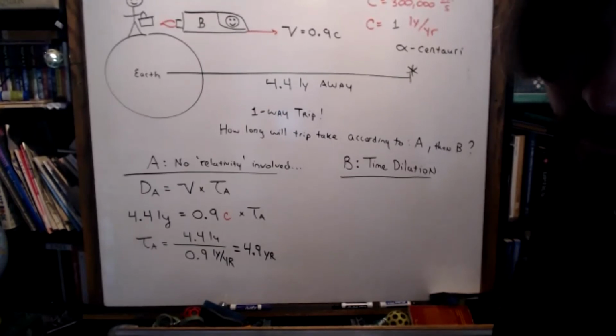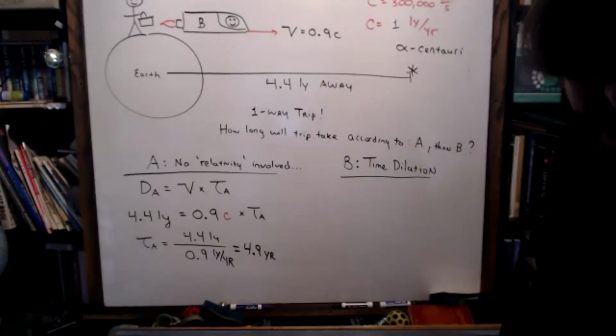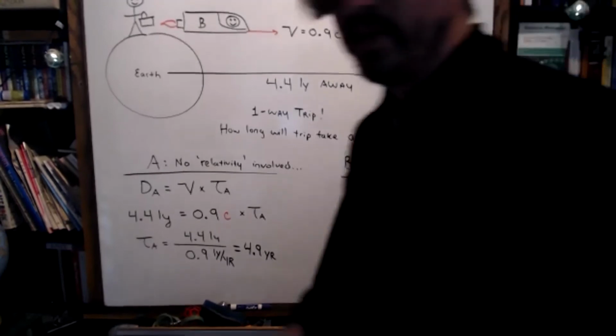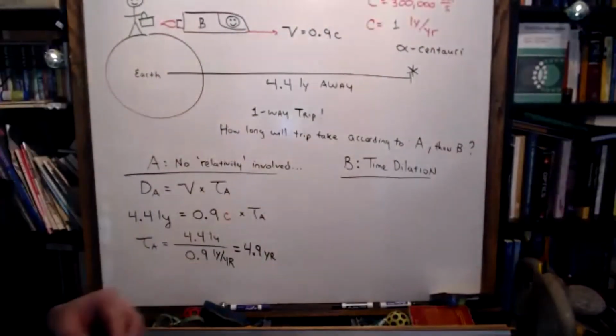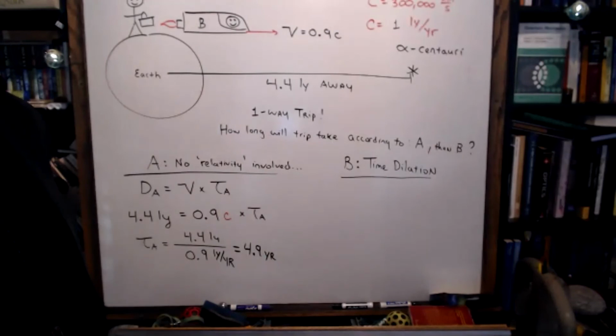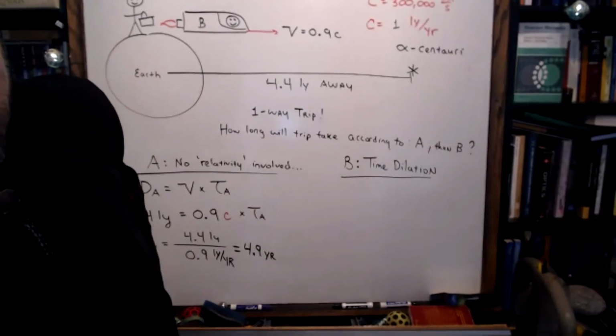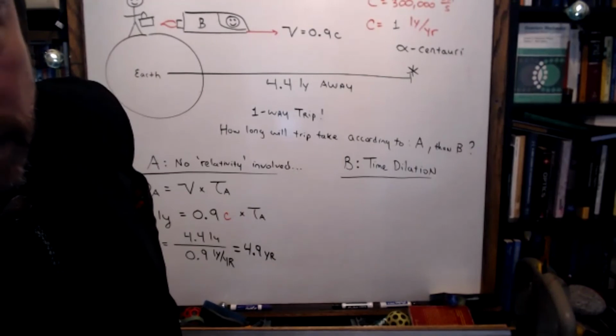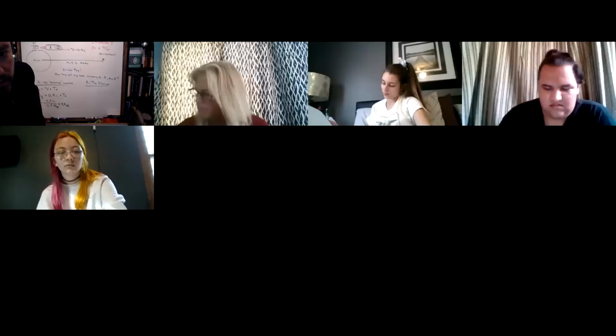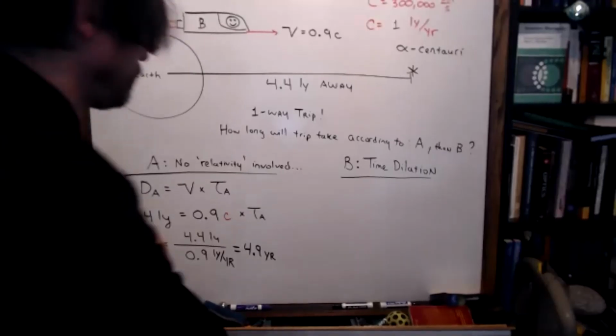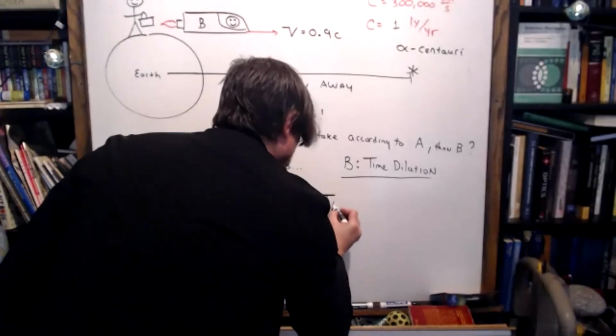What do I do? Let's pretend this is the test. Your next question is, how long does the trip take according to B? What are you going to do? So you would do TA over, yes, square root of 1 minus V over C squared.